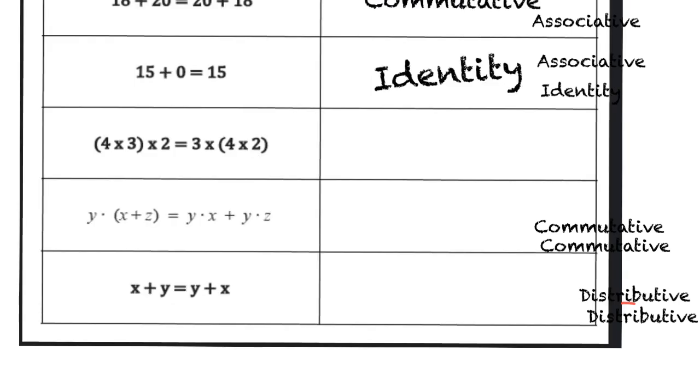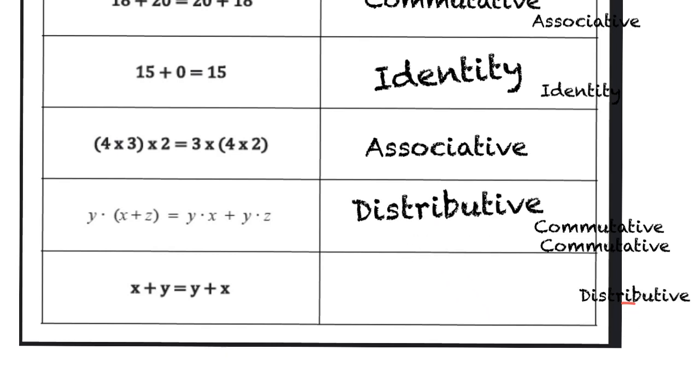Okay, let's take a look at these bottom three. So we have (4 times 3) times 2 equals 3 times (4 times 2). Notice there's that grouping. They're grouping things together, so they're associating with one another. So hopefully you're like, yes, associative. Okay, then we have y times (x plus z) equals y times x plus y times z. Oh, did I hear you say it? I think I did. It is the distributive. You see that y is being distributed to each one.